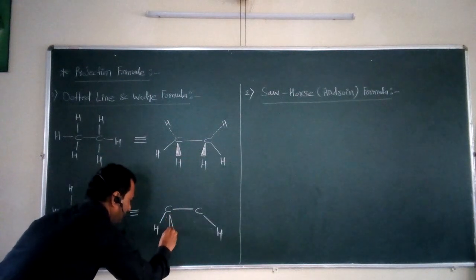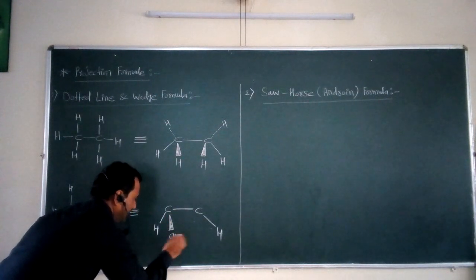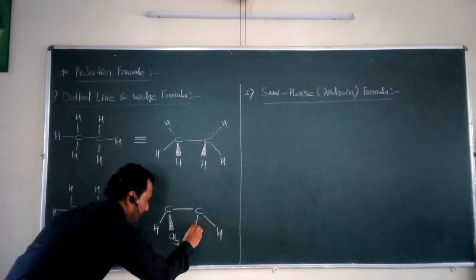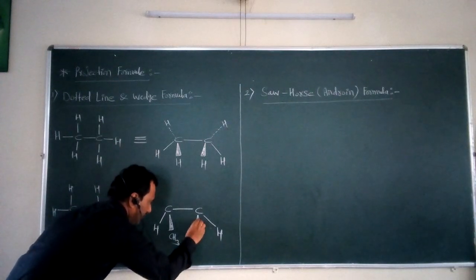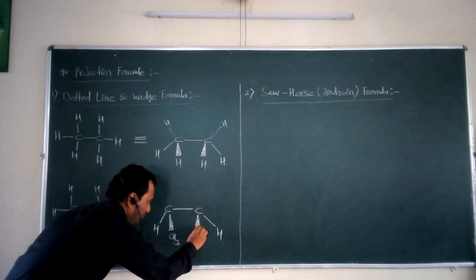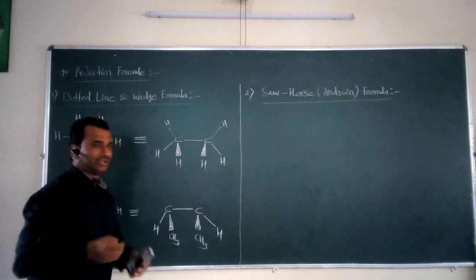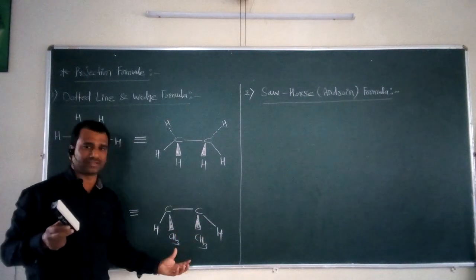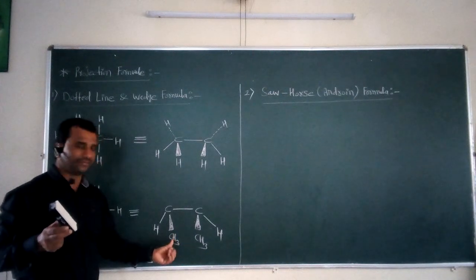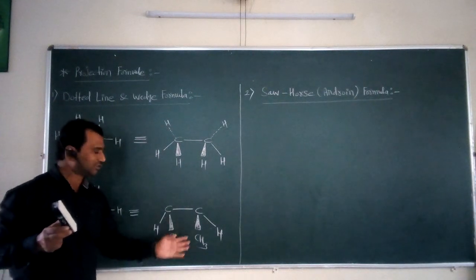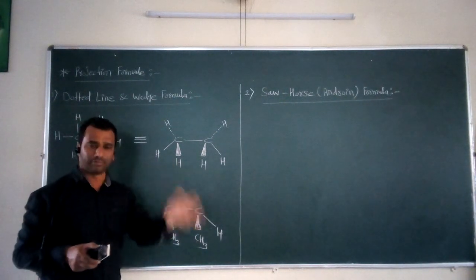These two methyl groups are indicated by the wedge lines. So this is the first CH3 and this is the second CH3 group of this particular n-butane molecule. These two methyl groups are indicated by the wedge lines, so it indicates that these two methyl groups are present above the plane.